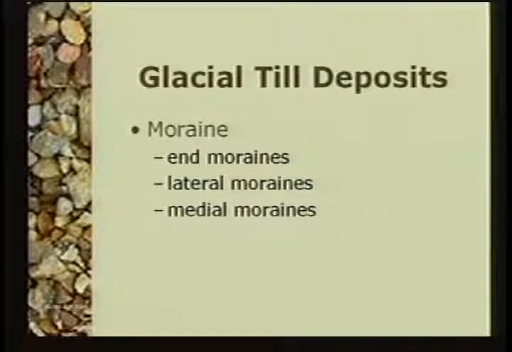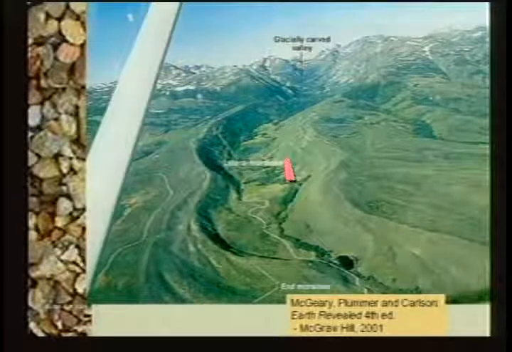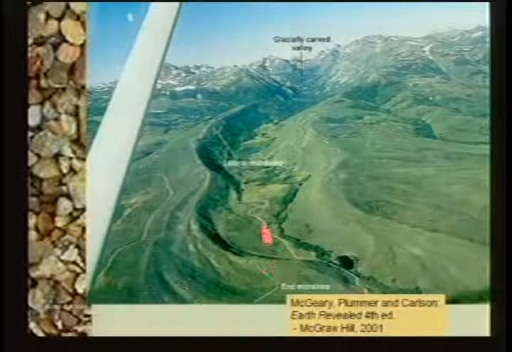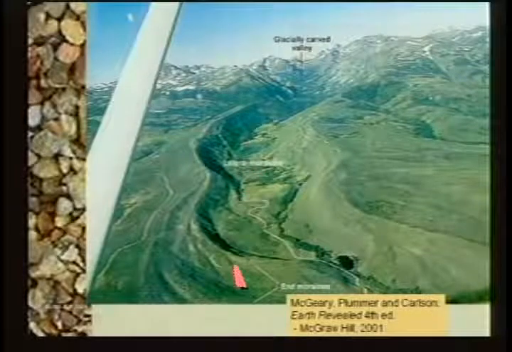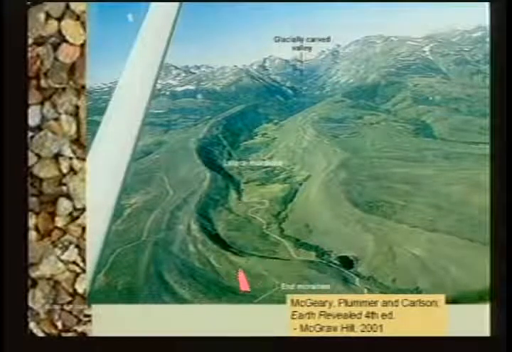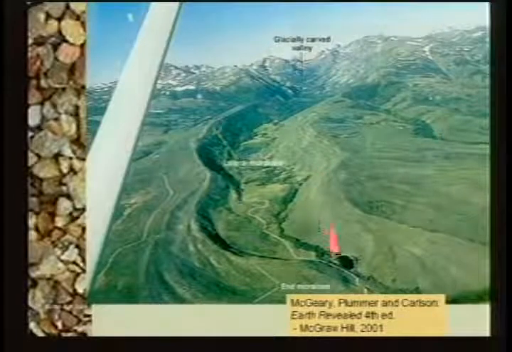Moraines are deposits made directly by a glacier, and they can include end moraines as the glacier ends, lateral moraines on the side of the glacier, and medial moraines in the middle of a glacier. Here we go. This used to be a glacial trough, a nice U-shaped valley. These are end moraines. This is where the glacier terminated. These are lateral moraines on the side of the glacier.